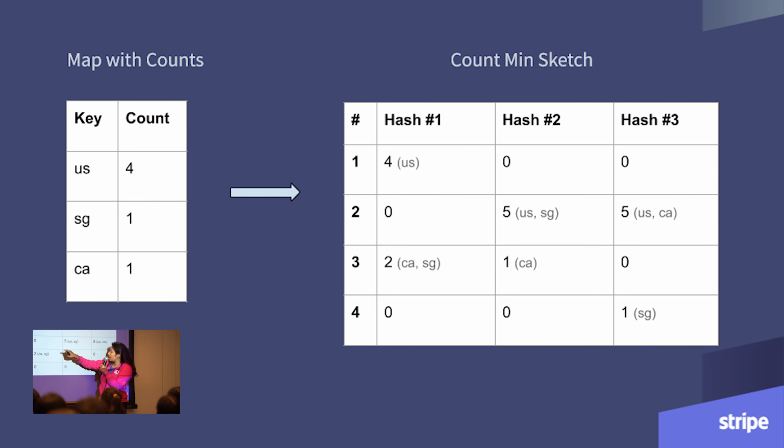Again, you can see there's some degree of collision. Say Singapore actually mapped to the same 2 here, which is why the count got incremented here as well. So the basis of the algorithm is when we want to retrieve again, we hash the key again with the same hashing functions, and we get the corresponding value. The minimum value would imply that we have seen at least that key that many number of times.